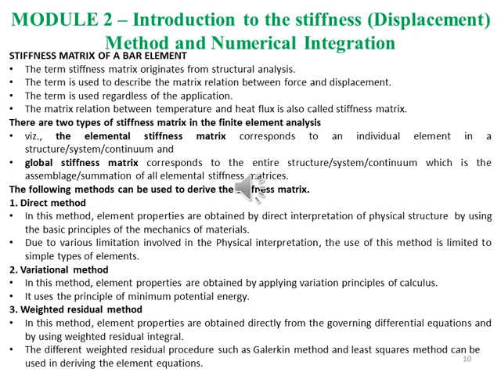That is the elemental stiffness matrix. So this elemental stiffness matrix pertains to an individual element or an individual structure or an individual system or continuum, whereas the global stiffness matrix will correspond to the entire structure or entire system or entire continuum, and it is an assemblage or summation of all the elemental stiffness matrices.